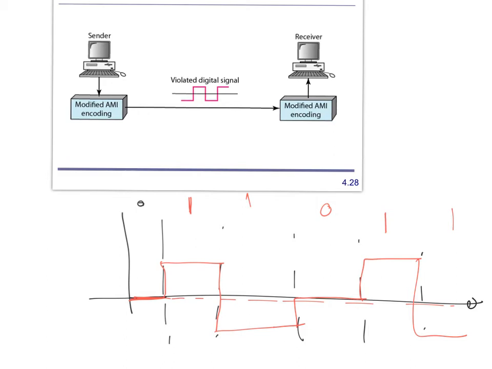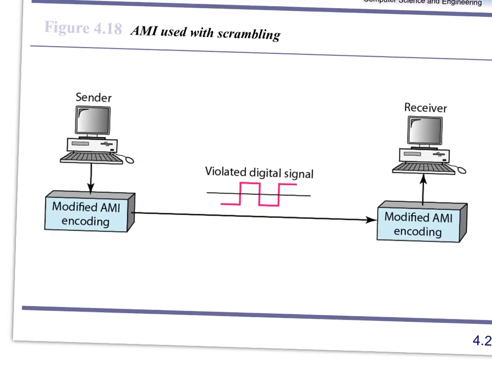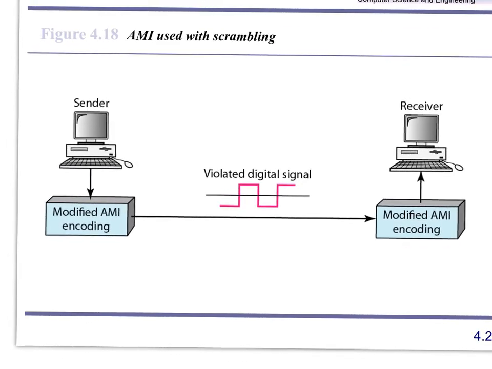So scrambling here talks about the fact that we will try to modify AMI using the concept of scrambling. Okay? The good thing about scrambling here is that it does not add any overhead. So we will try to enhance the self-synchronization without adding any overhead, without adding a separate block.